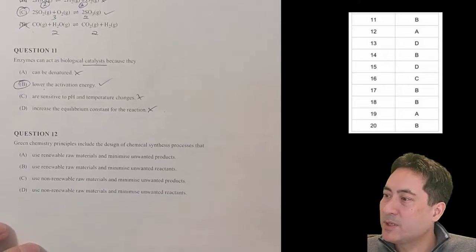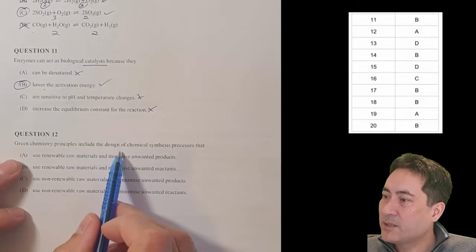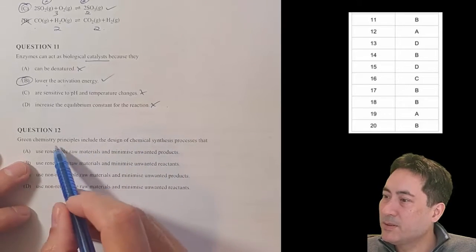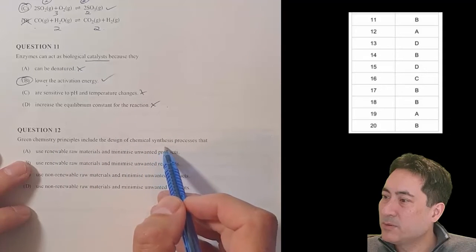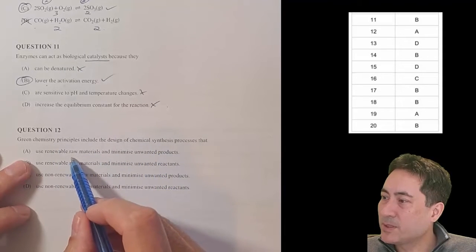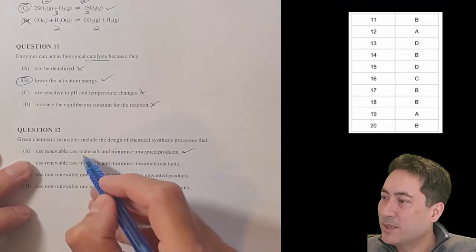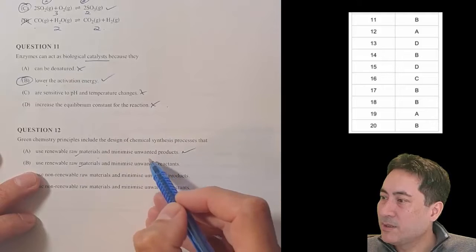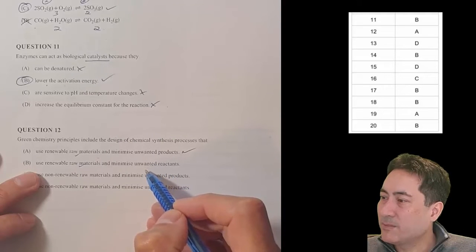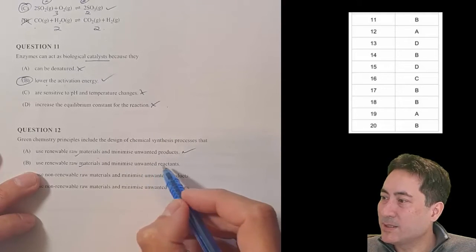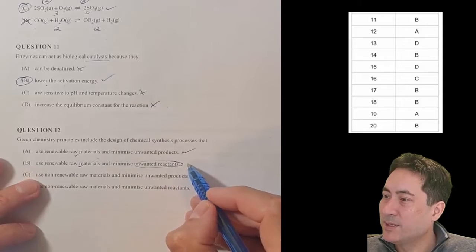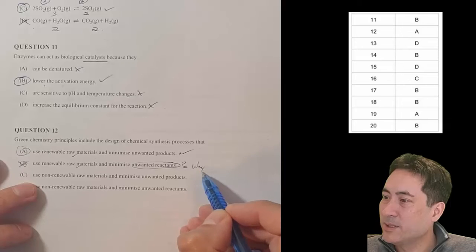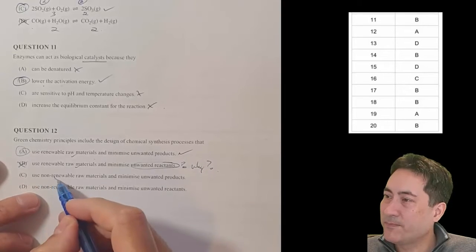Moving on to question 12, green chemistry. Just looking for all the positives again. So you want to use renewable raw materials and minimize unwanted products, of course. There's unwanted reactants is another one. It's a strange one. Why would there be unwanted reactants? That doesn't make any sense. Just don't use them if they're not wanted. And then the last two are non-renewable raw materials. So you go 12A for that one.